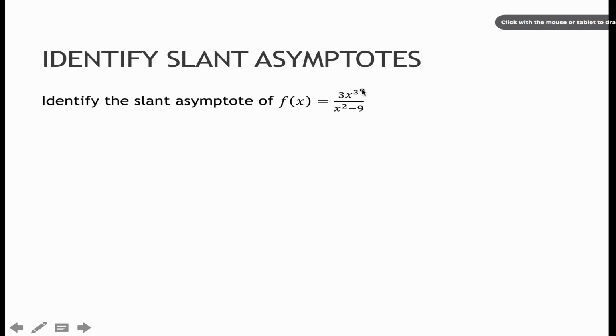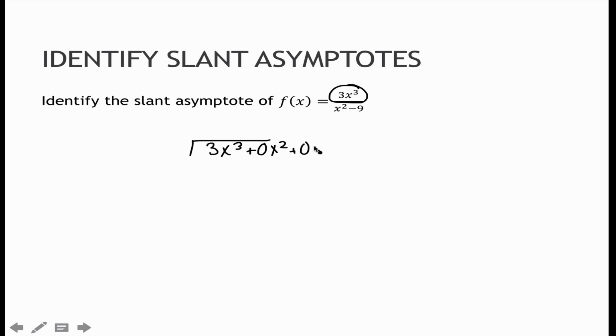So remember, we're taking the numerator, 3x cubed, and we're dividing it. Inside, I'm going to put 3x cubed, and then some 0x squared, 0x, plus 0, essentially as placeholders, because remember we keep them all the way down to a degree of 0. On the outside, I've got x squared minus 9. I don't worry too much about putting the zeros in on the left.